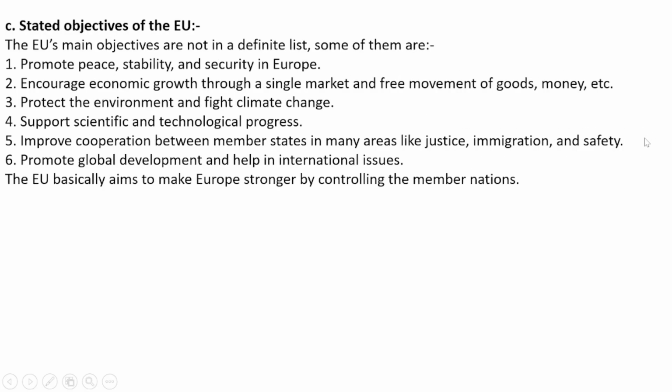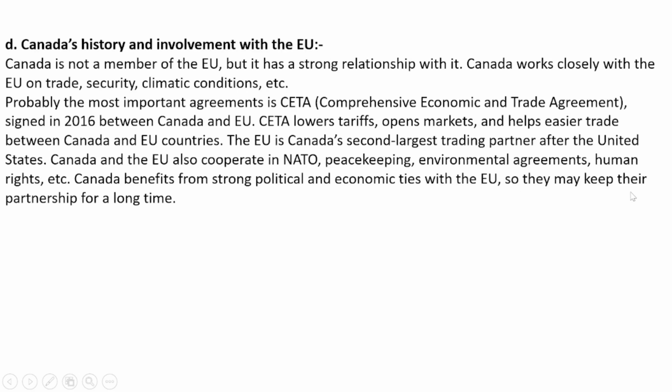The European Union's main objectives are to promote peace, stability, and security in Europe. Second is to encourage economic growth through a single market. Third is to protect the environment and fight climate change. Fourth is to support scientific and technological progress. Fifth is to improve cooperation between member states in many areas like justice, immigration, and safety. Sixth is to promote global development and help in international issues. And all this helps the European Union to control the member nations.